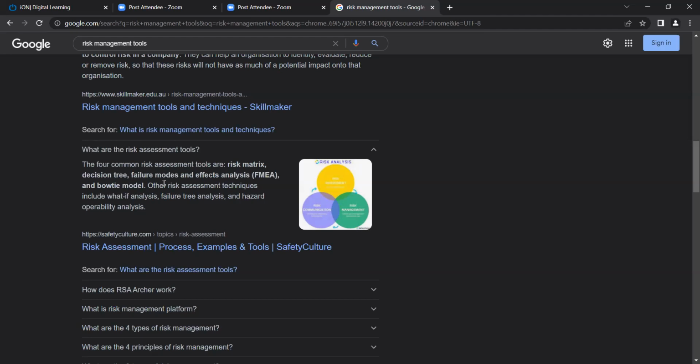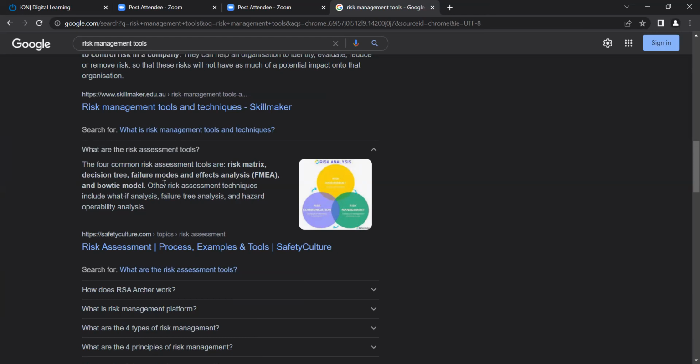Then the decision tree. If you have learned algorithms and data structures, you know what a decision tree is. So what is a tree? It has a root, it has siblings, and it has a leaf node. Decision means every node will decide something, how you're going to solve that risk. Of course, there will be failure nodes as well.